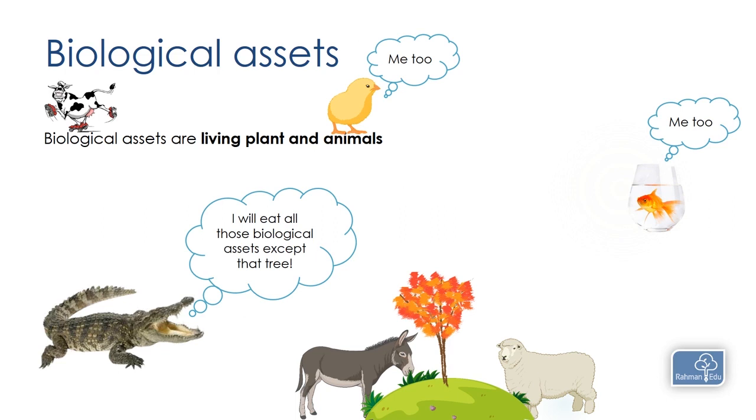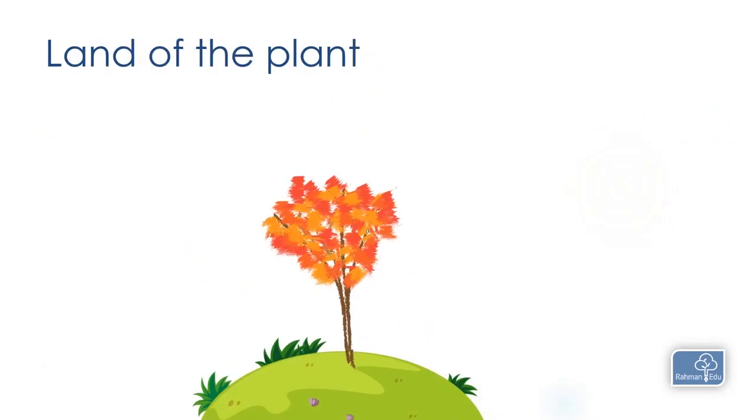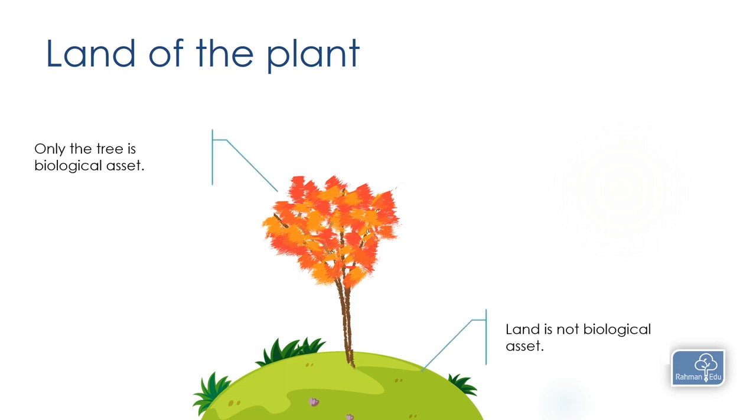It will include all kinds of animals like sheep and donkeys and cows and goats. It includes trees and plants and fishes and chickens and birds and other living things. Now there you need to understand sometimes trees are physically attached to a particular piece of land. You need to know that the tree is a biological asset and the land is not a biological asset.